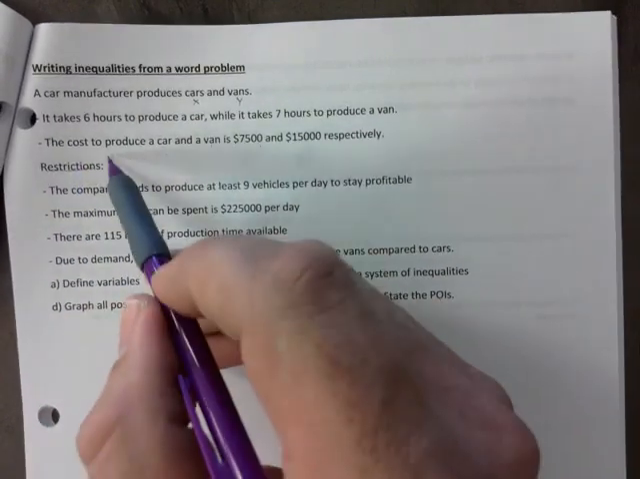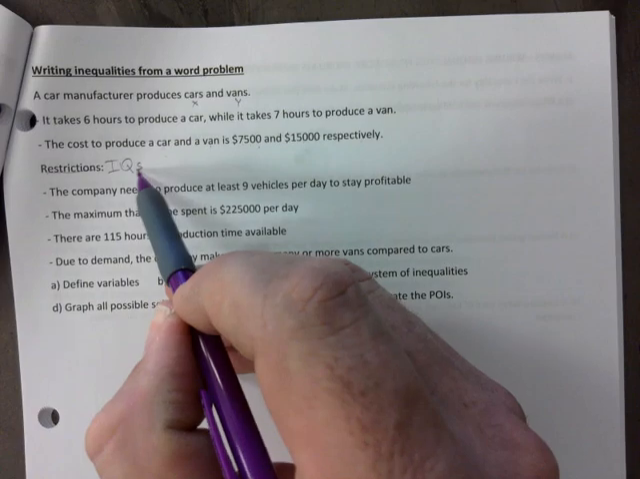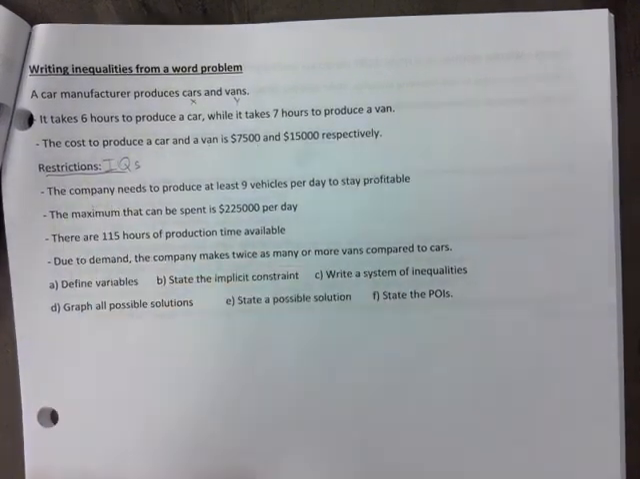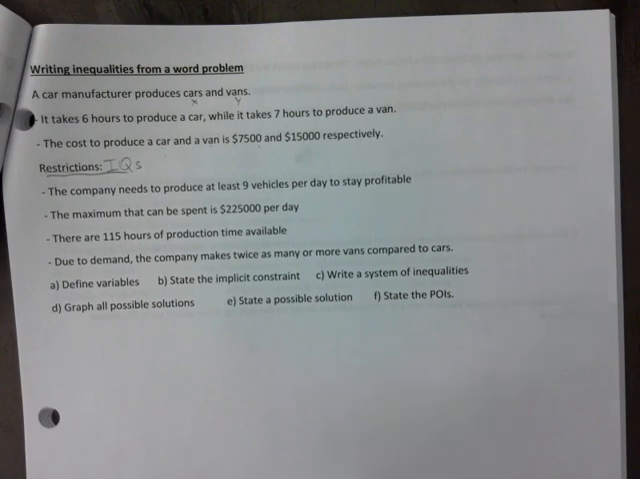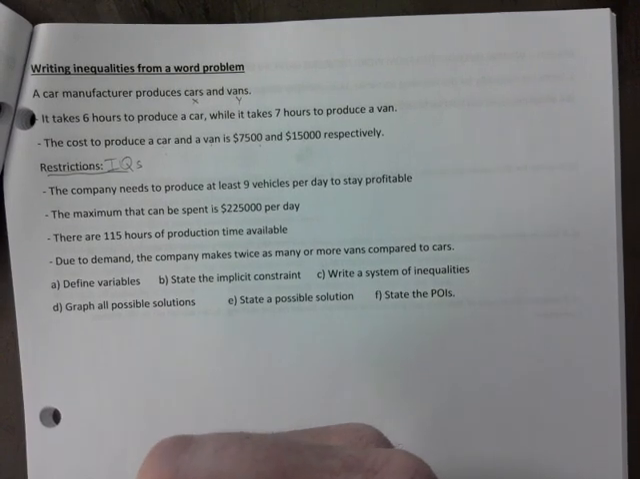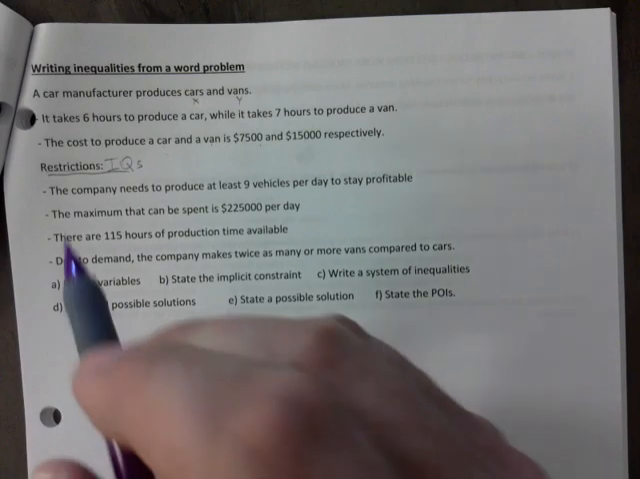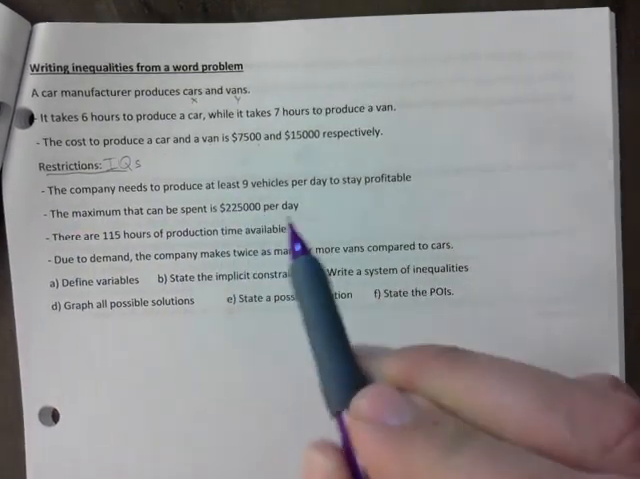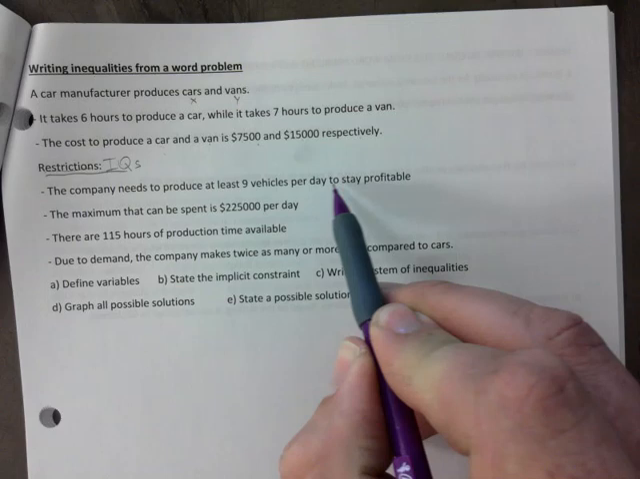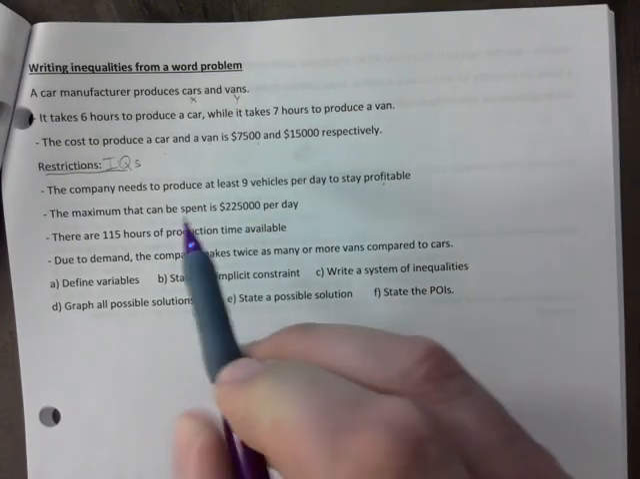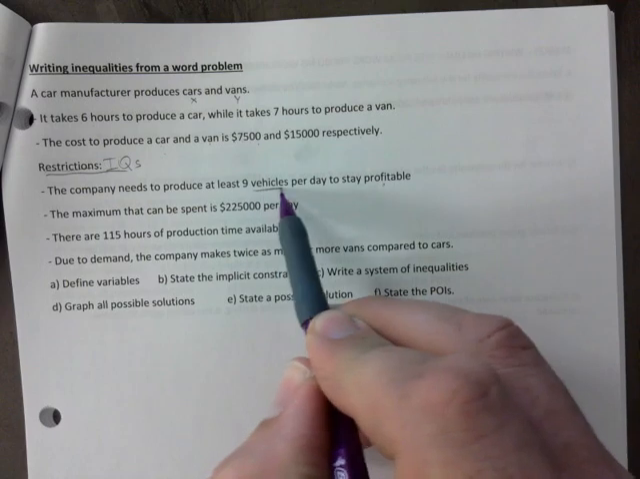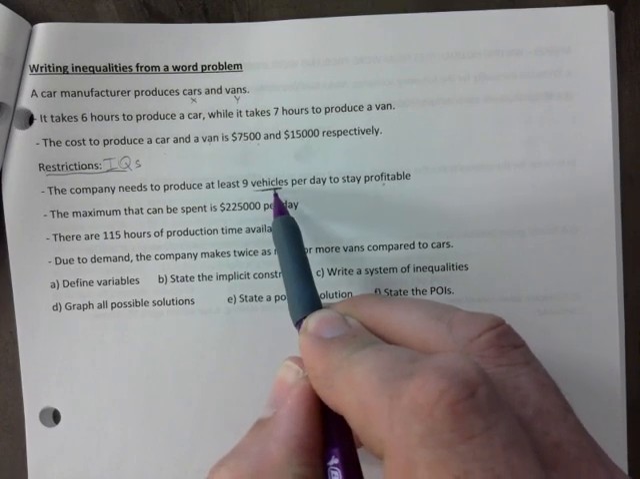Restrictions. So here are your inequalities basically. Sometimes I will do it like this. Sometimes it'll just be embedded in the question. You have to figure out what the restrictions are. So look for keywords. The company needs to produce at least 9 vehicles per day to stay profitable. It just talks about vehicles in general. Okay, this is important. This is X and Y that we're talking about.